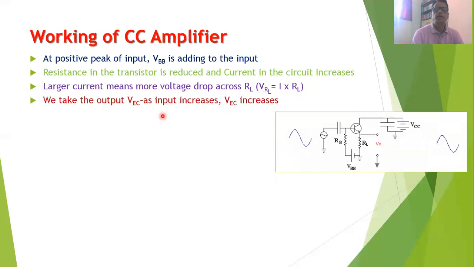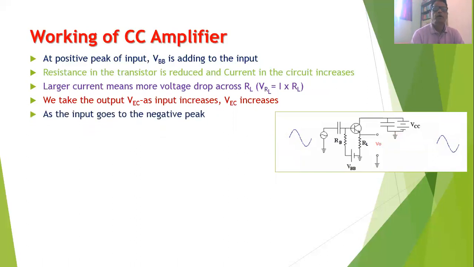And here you have taken the output at the emitter. That is, you are taking the output across the load resistance, and therefore you will find that when the input increases, the output also increases. That is, when there is a positive half cycle of the input, at the output, you will get the same positive half cycle.